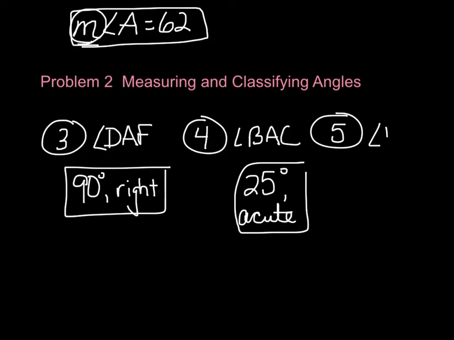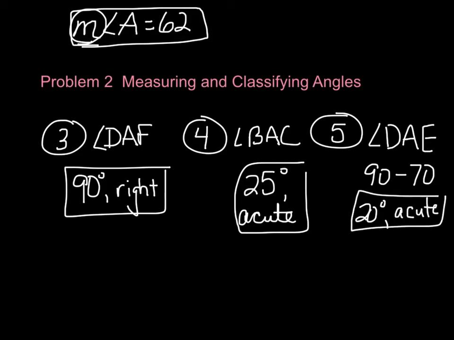Number 5 is angle DAE. We know it's acute, so we're going to use the smaller numbers. So ray AD goes through 90. Ray AE goes through 70, so we take 90 minus 70. That means it's going to be a 20-degree angle, and it's less than 90, so we have an acute angle.